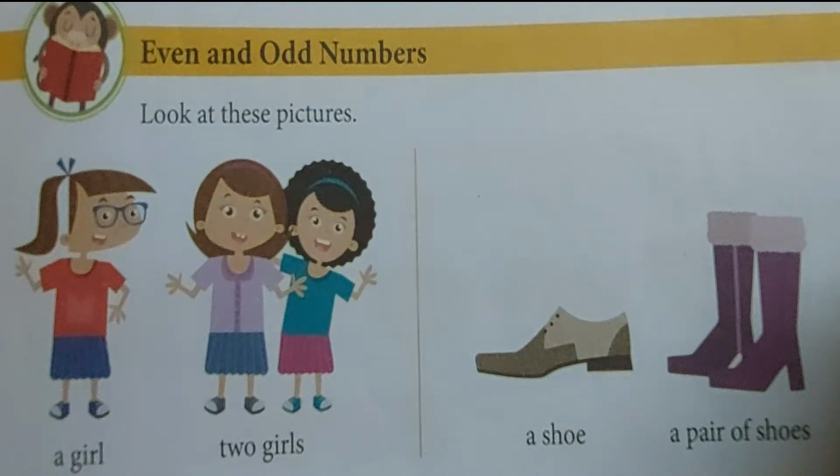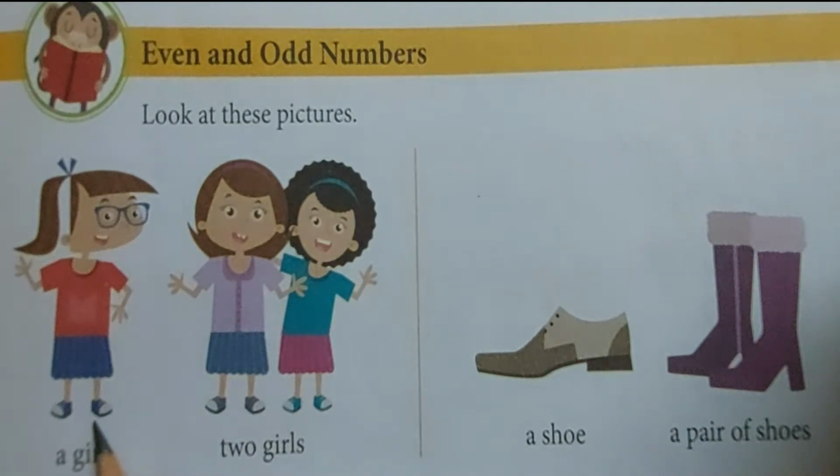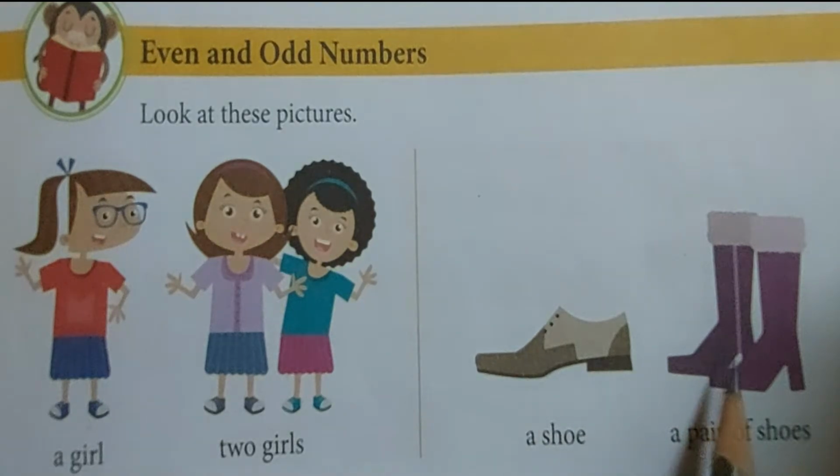What is meant by pair? Yes, the objects that are in twos are said to be in pairs. Here, one girl is there, so she is not a pair. Here, two girls are there, so they are said to be in pair. One shoe is there, so it is not a pair. Here, there are two shoes, so they are called a pair of shoes. The objects that are in twos are said to be in pairs.